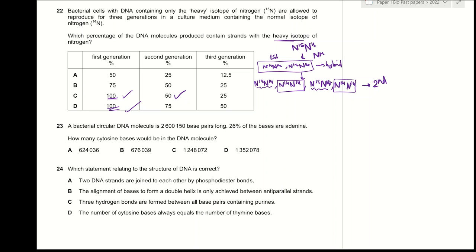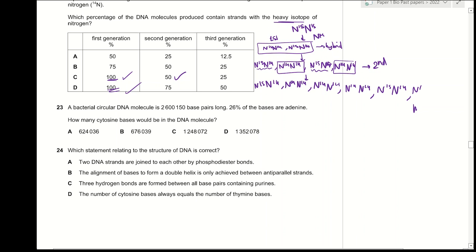For the third generation, let's draw them out. It's going to be N15, N14, N14, N14, N14, N14, N14, N14, N15, N14, N14, N14, and N14, N14.